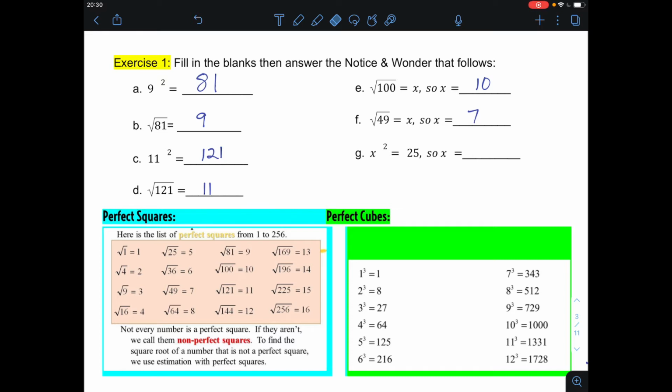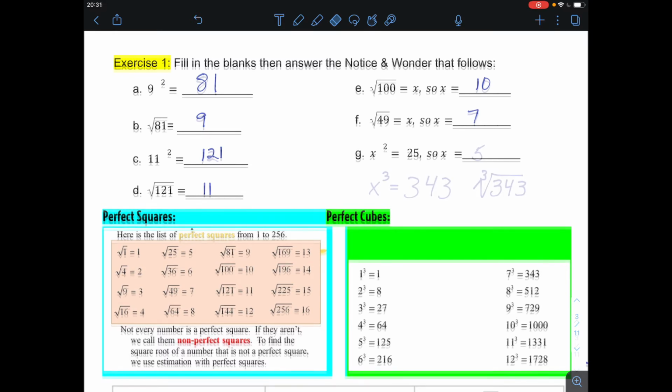Sometimes we might see our equations written as a variable squared equals a number. When this happens, to solve for our variable, we would need to do the inverse operations to isolate our variable, just as we would if we saw addition, subtraction, multiplication, or division. So since we see the square, we can undo the square with the square root by finding the square root of 25. So the square root of 25 is 5, meaning that 5 squared equals 25.